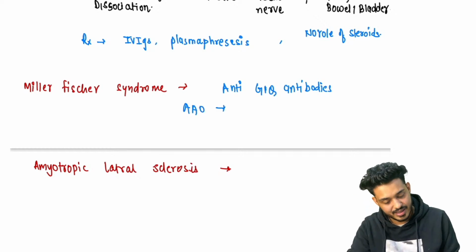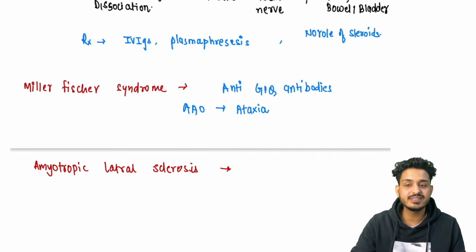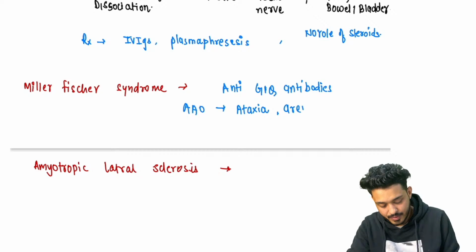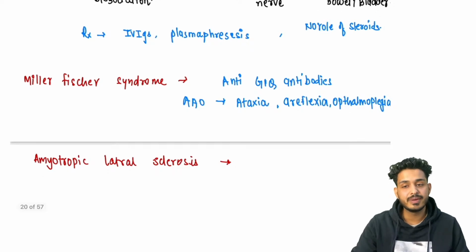What is the triad? A, you will have ataxia. Ataxia is generally seen in cerebellar lesions, right? You will have areflexia, and you will have ophthalmoplegia. That is going to be your Miller-Fisher syndrome.